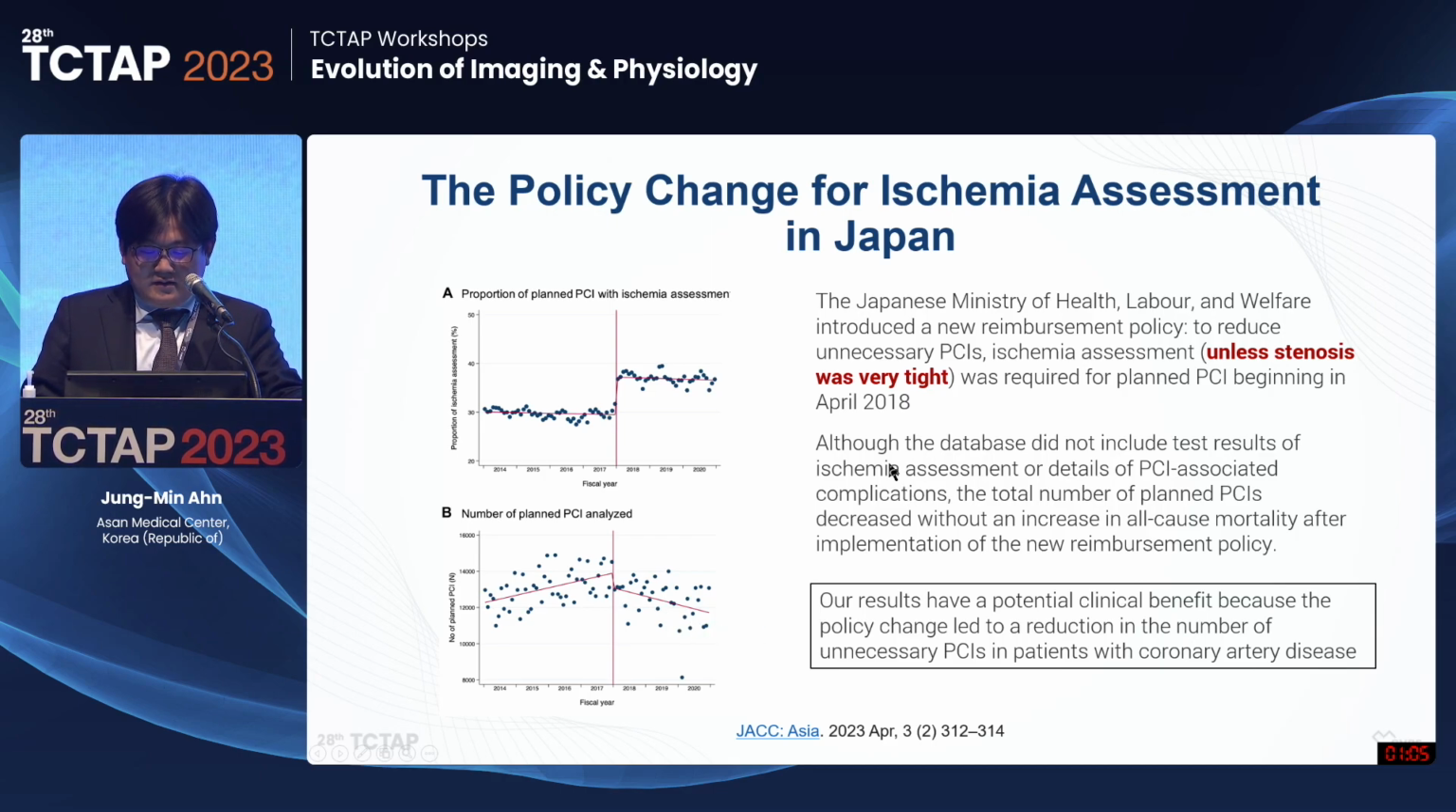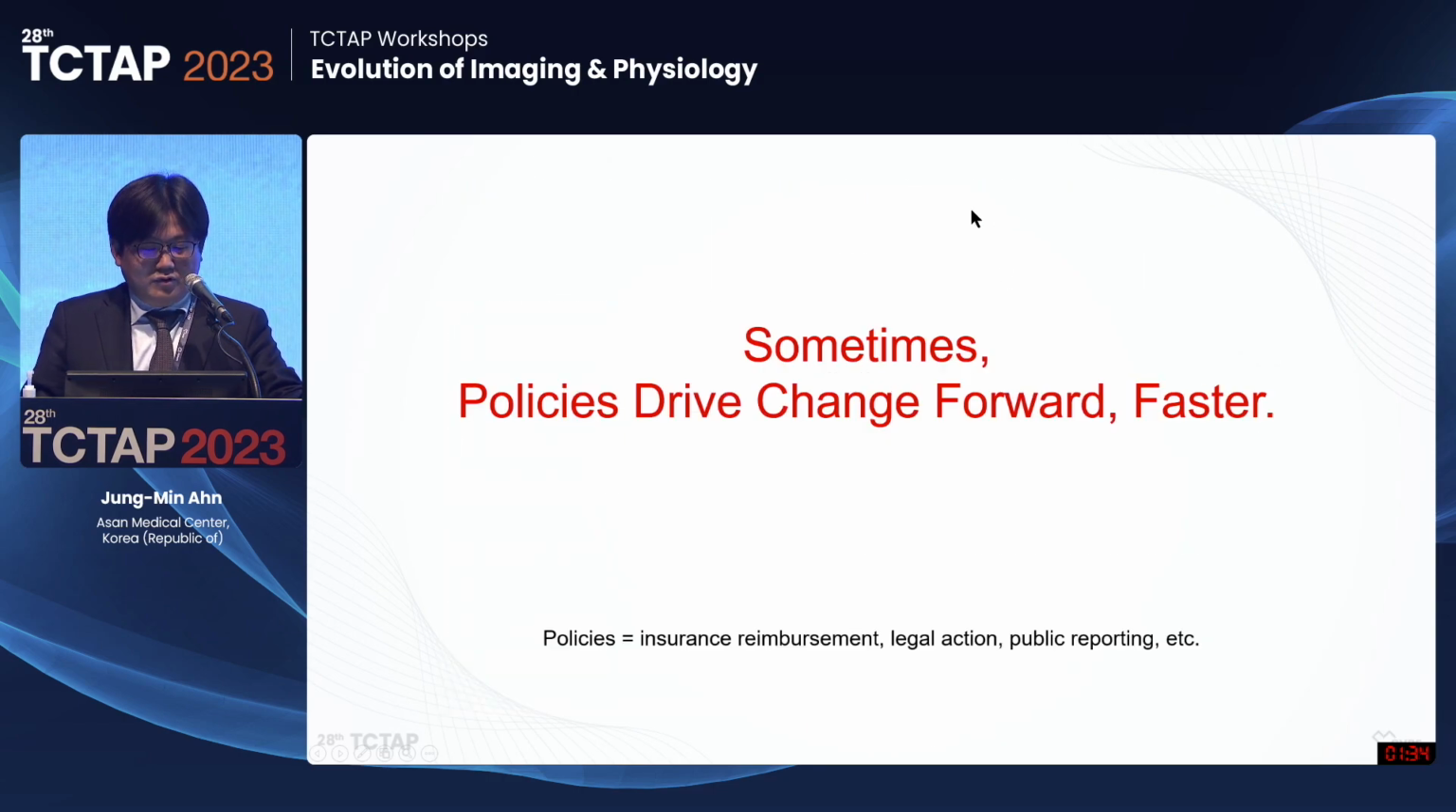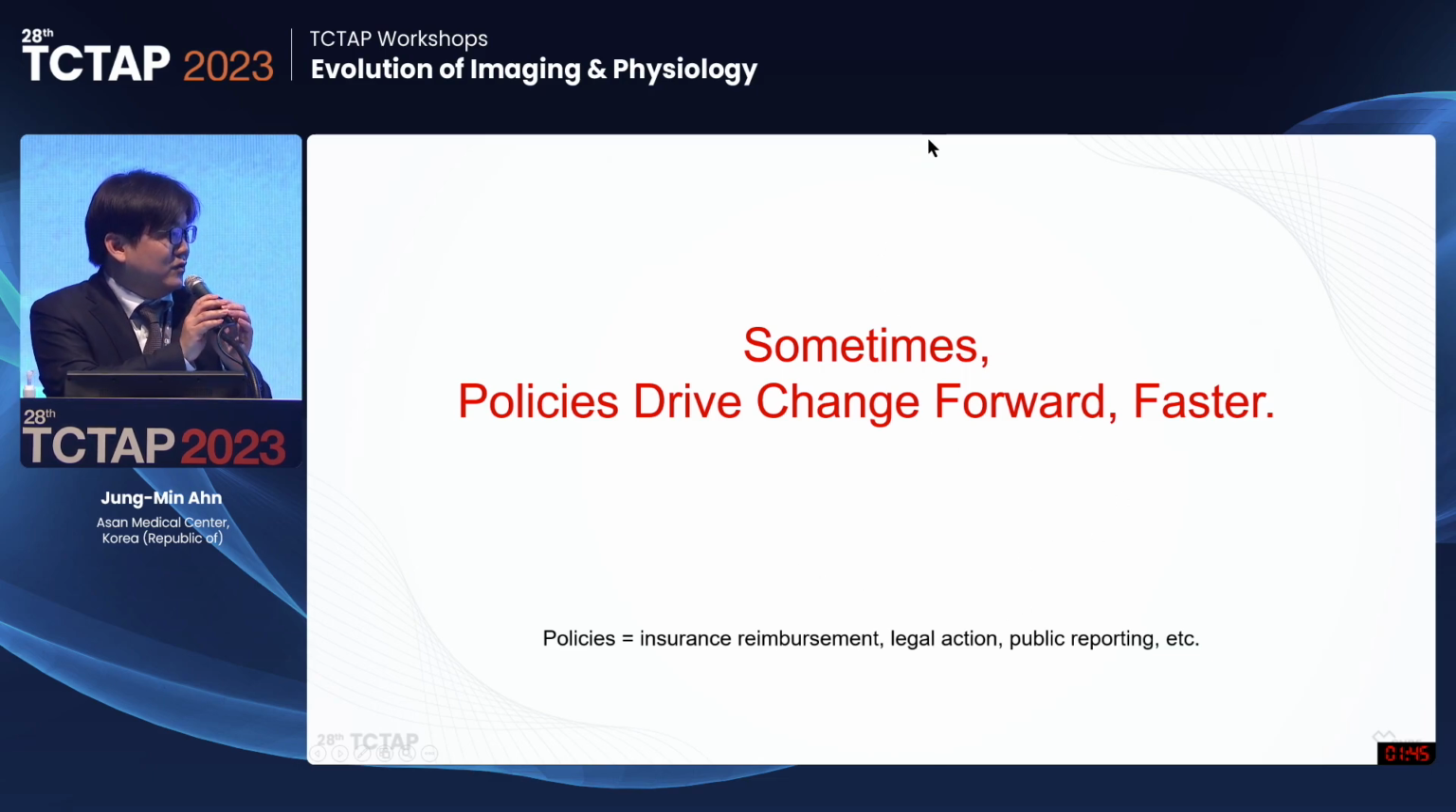They said that although the database did not include the ischemia assessment test results or details of PCI-associated complications, the total number of planned PCI decreased without an increase in overall mortality after implementation of the new reimbursement policy. This result suggests a potential clinical benefit, because the policy change led to a reduction in unnecessary PCI in patients with coronary artery disease. I think sometimes policy drives change forward faster, including insurance, legal action, public reporting, etc. Thank you for your attention.